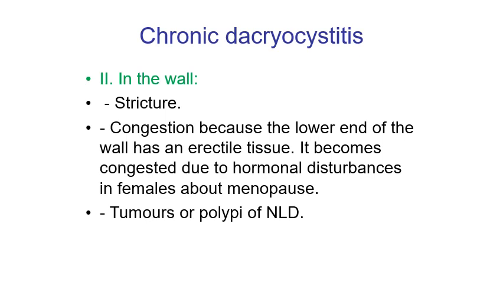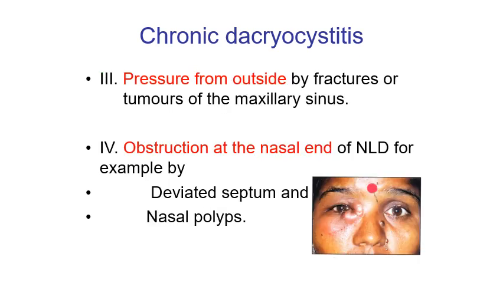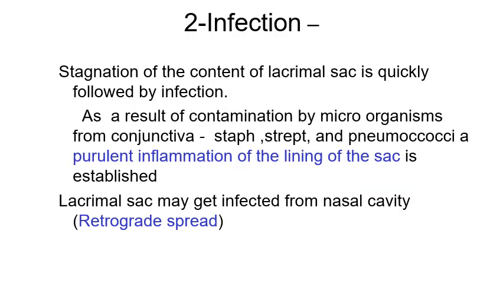So in the wall there is stagnation, there is obstruction, and pressure from outside by fractures or tumors of the maxillary sinus. Then obstruction at the nasal end of the nasolacrimal duct by deviated nasal septum and nasal polypi, as we have just seen. So you can have an obstruction inside the lumen and from outside the lumen of the nasolacrimal duct.